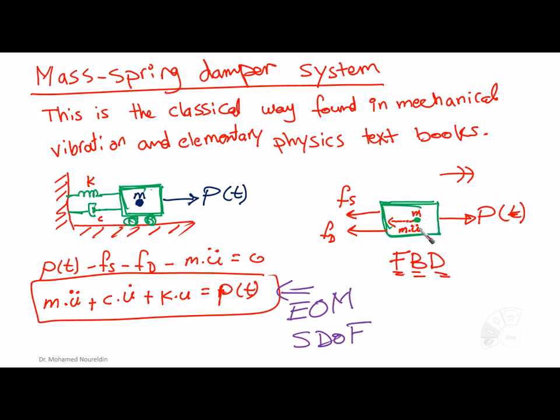When we use the free body diagram concept, we can put the forces applied on the system as P of t, the external dynamic load being applied, acting to the right. The forces that are developed resist this dynamic force, which are the elastic force and the damping force, and the mass is going to develop inertia forces, which is m times u double dot. Then putting it in an equation, we obtain the equation of motion for the single degree of freedom system.